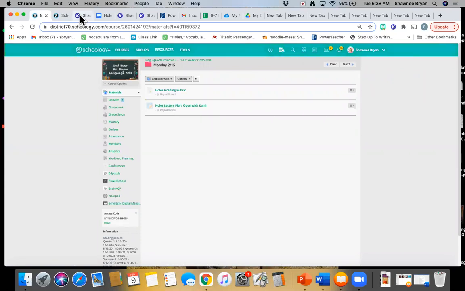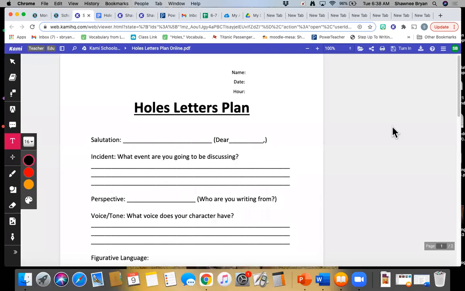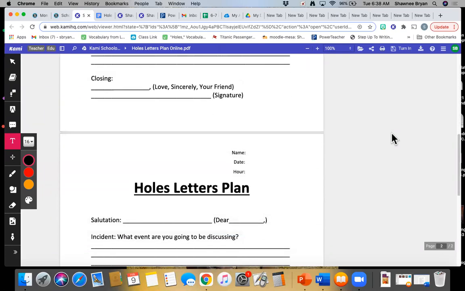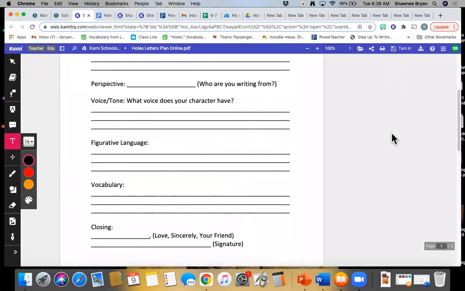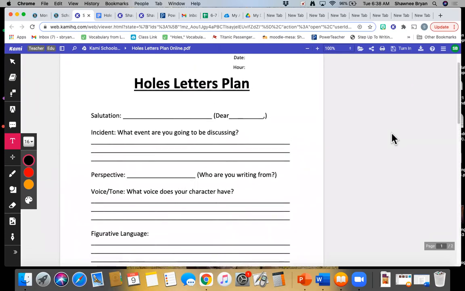and you need to open this with Cami. And it's going to look like this. And you are going to have 2 of them that look the exact same because you are completing 2 letters. So this is going to help you plan out your letter.